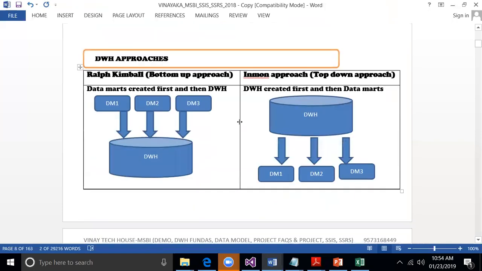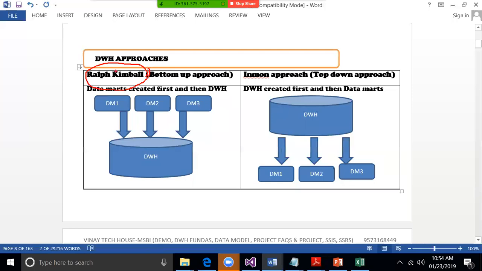Next one, data warehouse approaches. There are two approaches. One is data marts to warehouse: we construct small data marts first, and from there build the warehouse. This is called the Kimball approach, the bottom-up approach. The second one, warehouse to data marts, is called the Inmon approach, the top-down approach. Each and every warehousing project follows either Inmon or Kimball, but 95% of projects use only the Kimball approach. Why, and what is the reason?